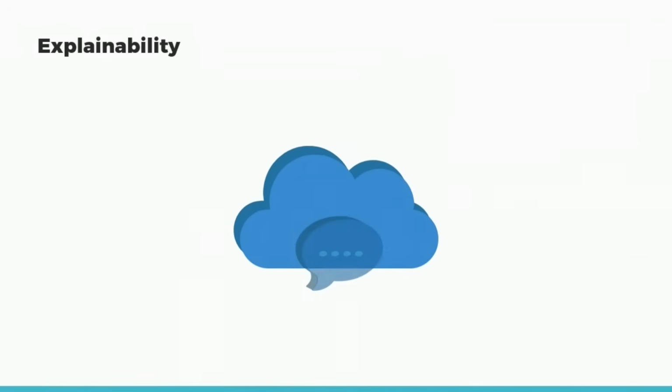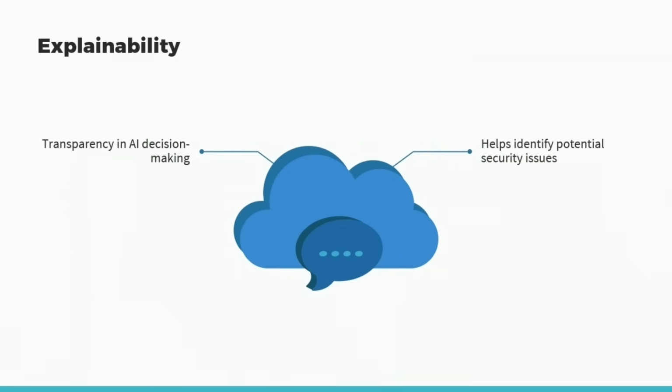Now, another best practice is maintaining explainability. So AI decision-making should be made transparent. This can help in understanding how the AI system is making decisions and can help in identifying any potential security issues. Maintaining a version history of AI models allows for quick rollbacks in case of model compromises or failures.